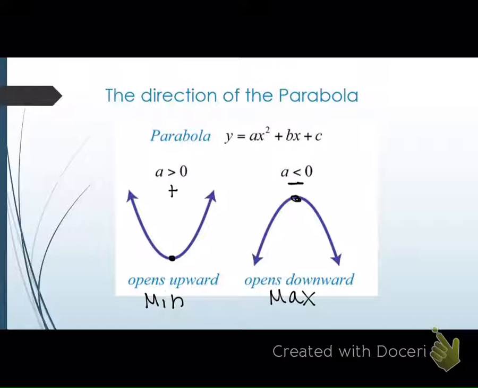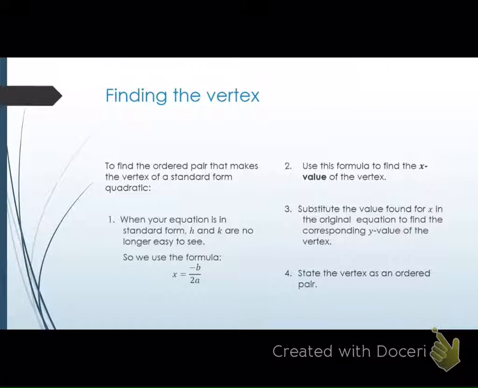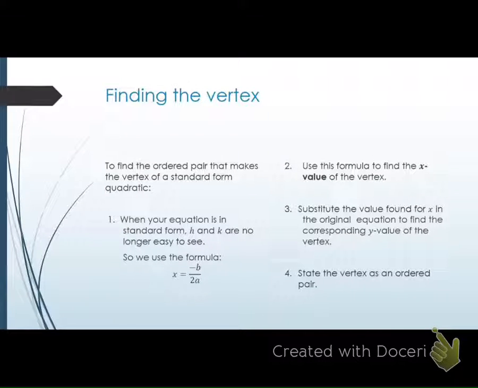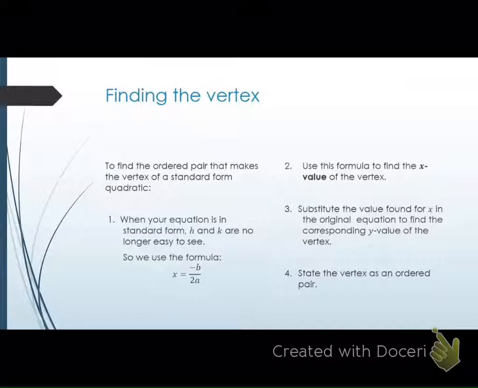Okay. So when you go to find the vertex, you need to find the ordered pair that makes the vertex of a standard form quadratic. It's not like vertex form where you can just look at the opposite h, same k value, and get x, y, right? You're going to have to do some algebra to get there. So when your equation is in standard form, h and k are no longer easy to see.